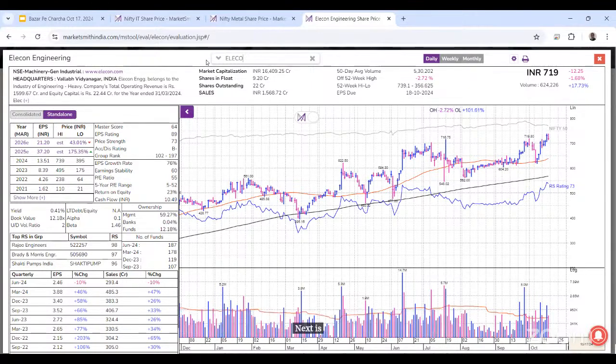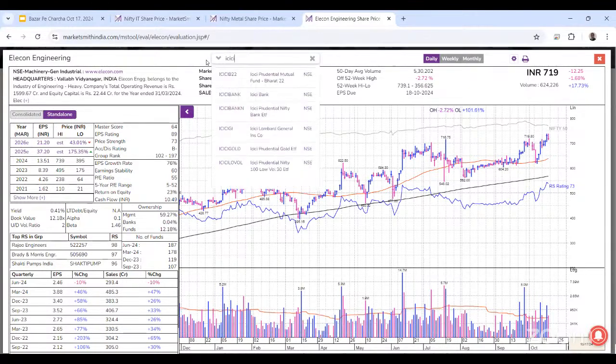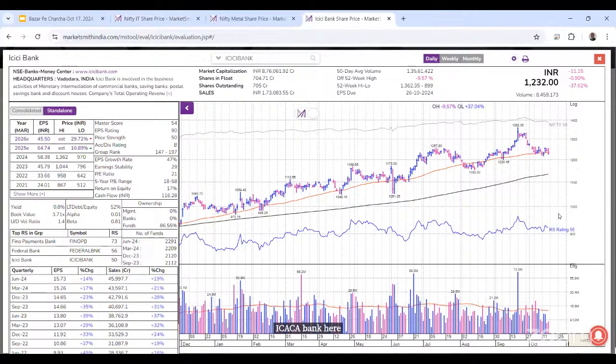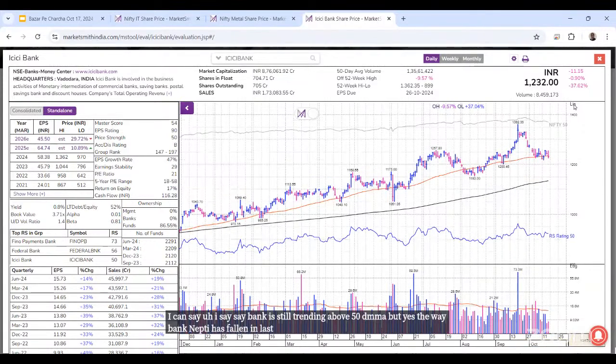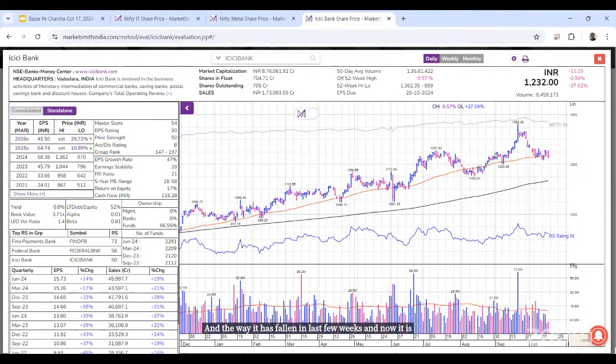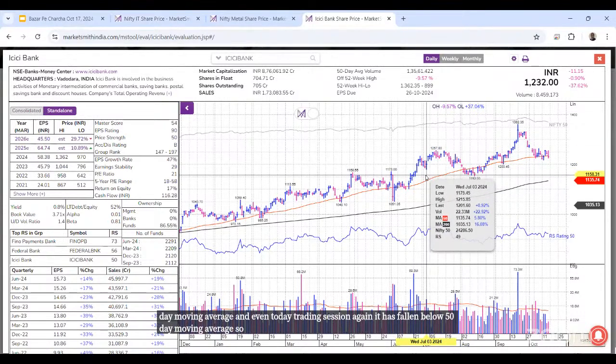Next is ICICI Bank. ICICI Bank is still trending above 50 DMA, but yes, the way Bank Nifty has fallen in the last few weeks, all the banking stocks have reacted. So ICICI is obviously not exclusive of that, and the way it has fallen in the last few weeks, now it is hovering around the 50-day moving average, and even in today's trading session it has again fallen below the 50-day moving average. So maybe some negativity will be there in coming days in this particular stock.